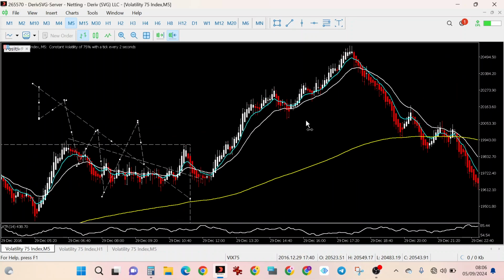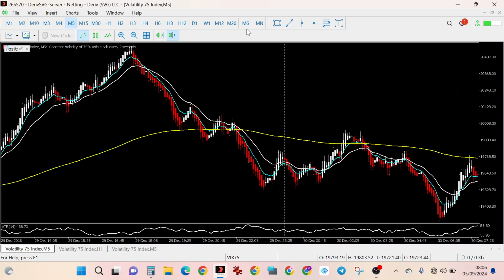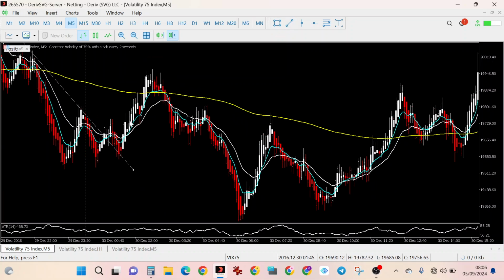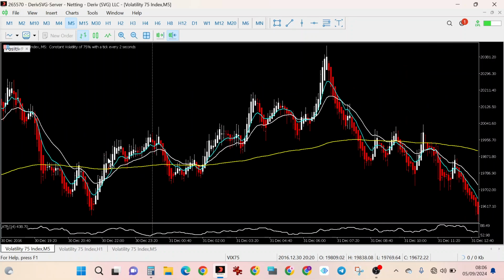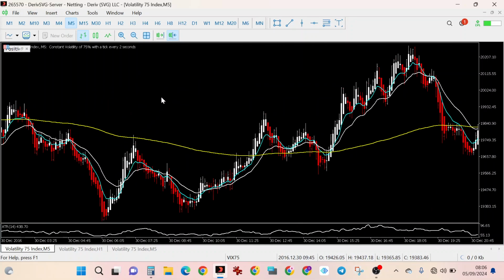Okay, if we switch, right now you can see that kind of pullback here. So we have that pullback, but we did not have the continuation. Maybe you took a trade here and had a loss. You are going to have a loss in this strategy. It's not a 100% winning strategy, unfortunately.